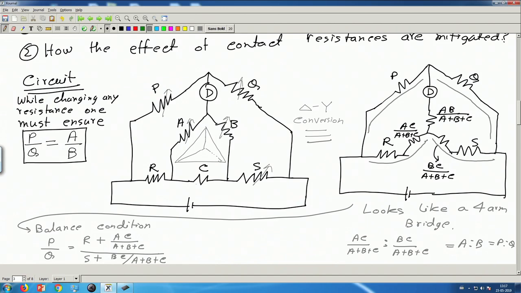And therefore, even in the balance condition, P by Q equals R by S, the same equation holds true, because this extra resistance due to the contact terminals, which can get added to either R or S, is being divided in the same proportion as R and S. Therefore the balance equation is not changed. So this is like a resistance divider.